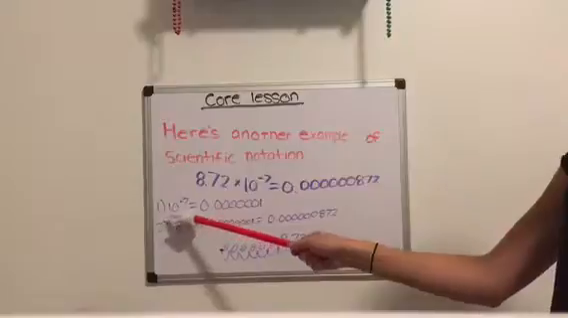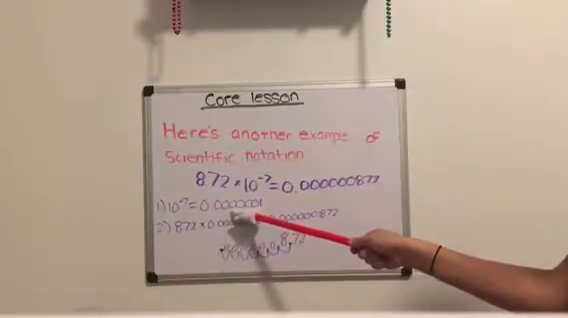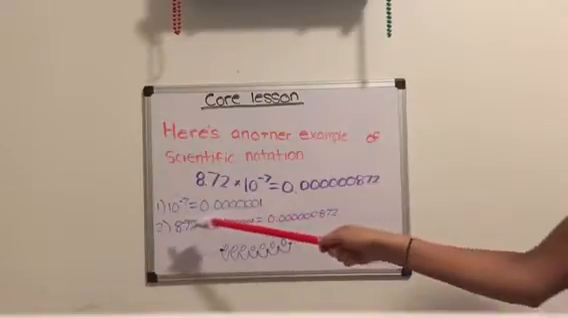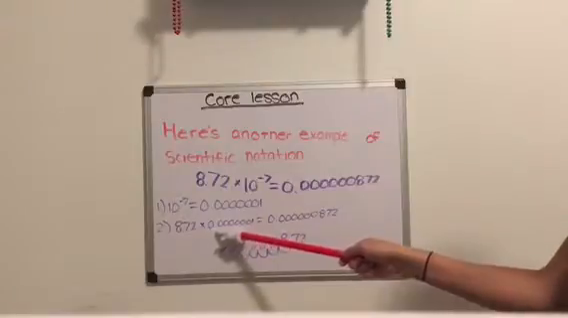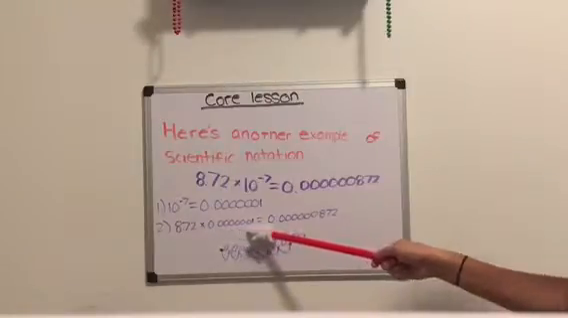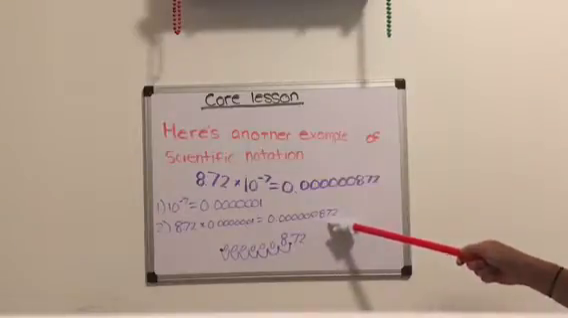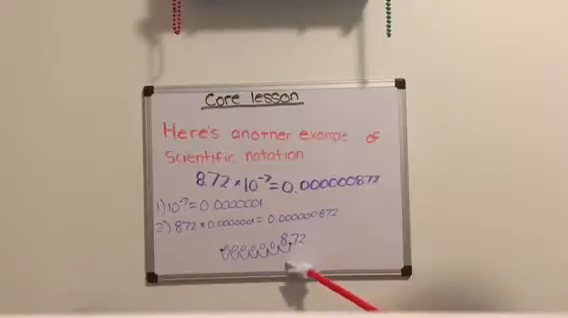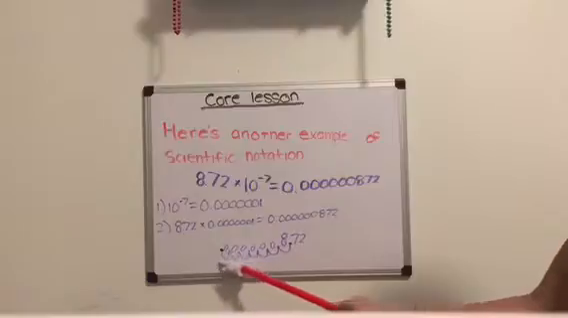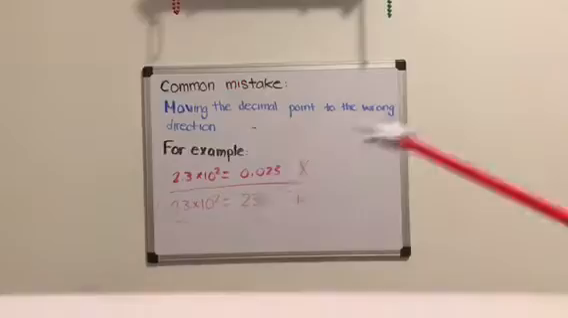0.000000872, because first you multiply 10 by the negative 7 times, which would give you 0.0000001. Then you have to multiply 8.72 by 0.0000001, which would give you 0.000000872. Another method is just to move the decimal point to the left 7 times since you're multiplying 10 by the power of negative 7.